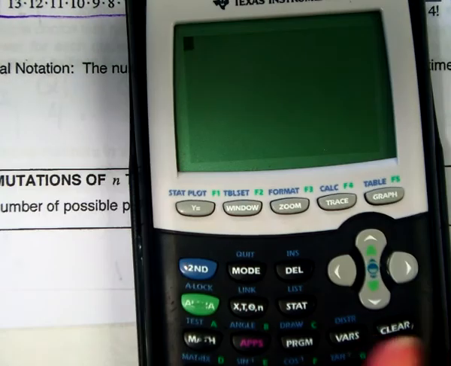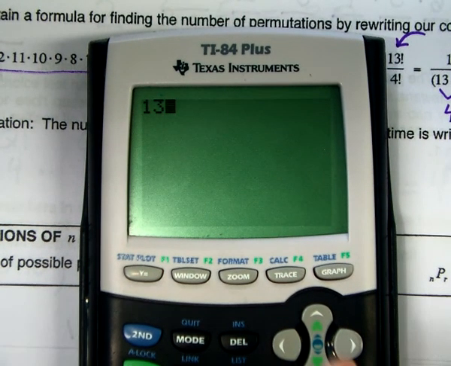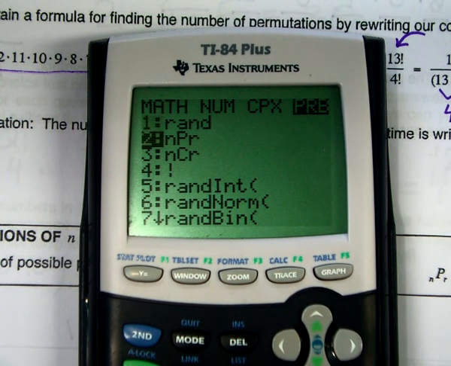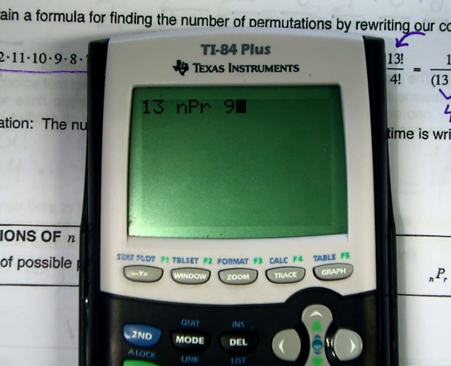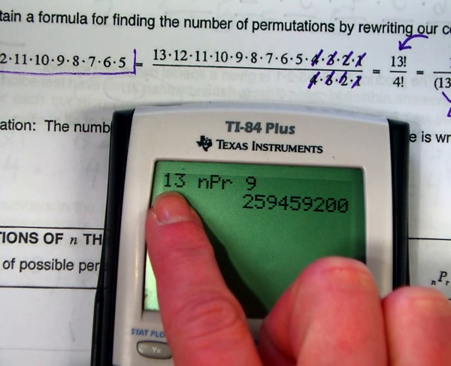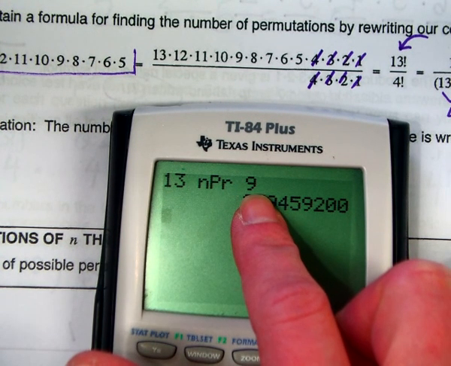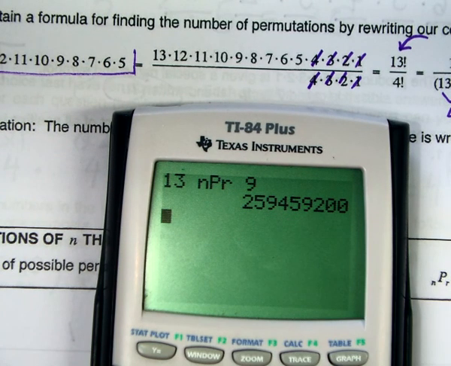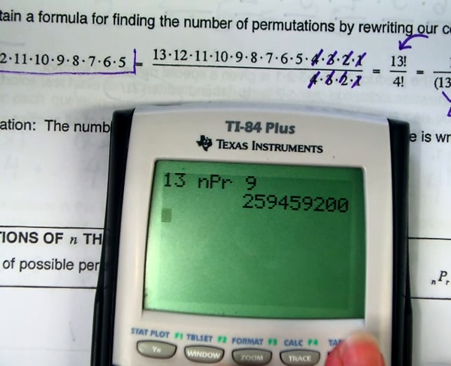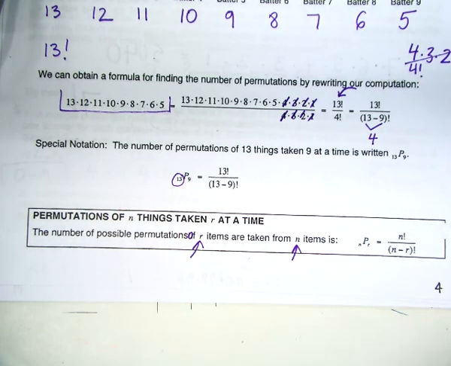On this calculator, you would press 13, and then math, go over to probability, number 2, and then 9. My calculator just has a different notation. It looks smaller, but it's the same thing. It means take 13 players, select 9 of them. How many different arrangements do you have? 259 million and so on. That's a lot of different permutations. Does this make sense? Whenever you have a permutation problem, you're welcome to just use your calculator.